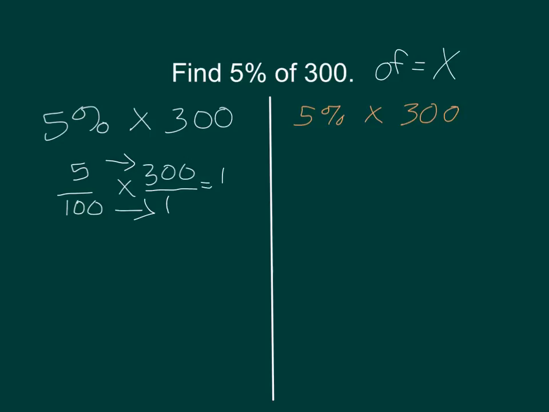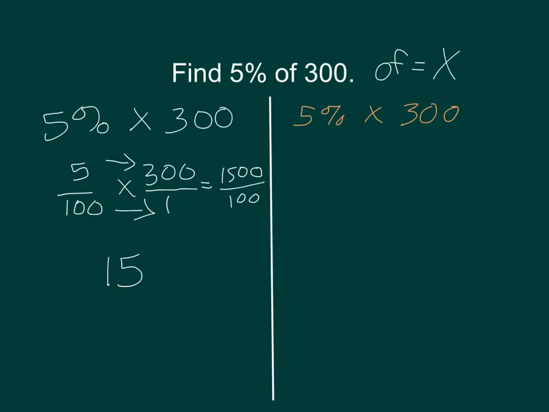So 5 times 300 on my calculator would give me 1,500, and 100 times 1 is 100. And now with this problem, we have 1,500 divided by 100. Maybe you can do that mentally, or maybe you do that on your calculator. Either way, you would get 15. So 5% of 300 is 15.